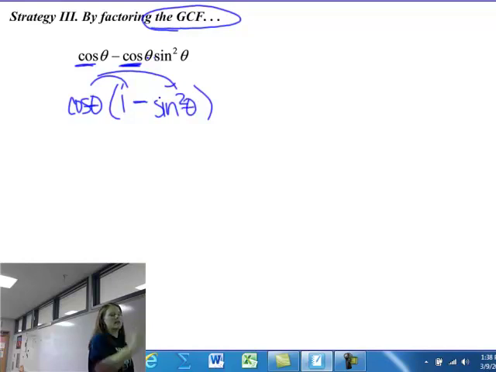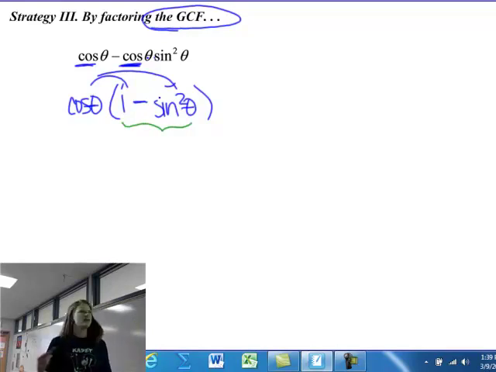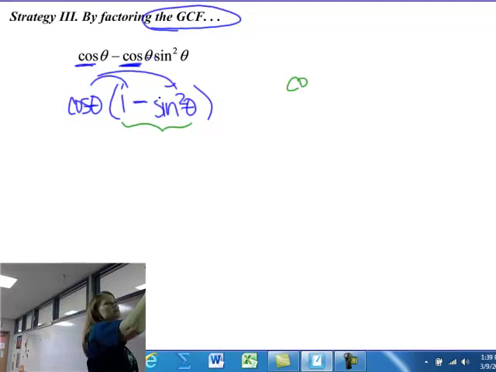Now, does that look like we're done? Let's think about our rules. We wanted to have one trig function if possible. Don't have one trig function. Maybe there's something else we could do here. I see a squared. Is that ringing a bell? Pythagorean ones. Oh, wait. But it doesn't look perfect. Cosine squared of theta. Notice I'm going off to the side now because I'm thinking, and I'm trying to show you my thinking. Plus the sine squared of theta.